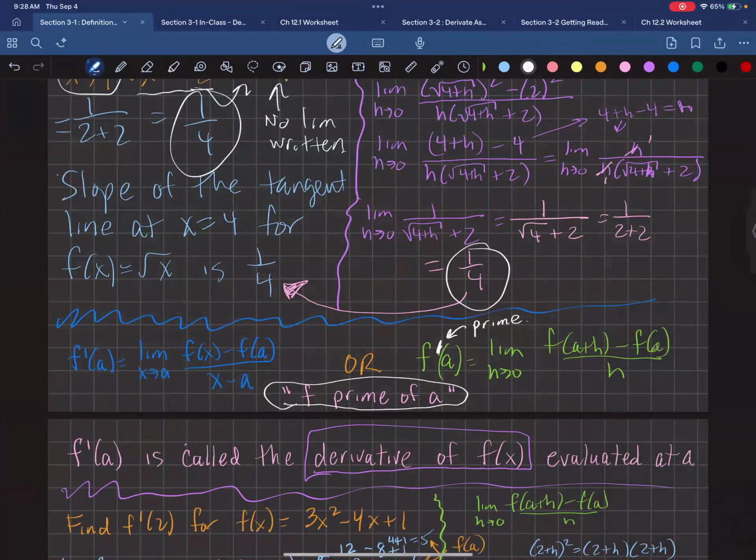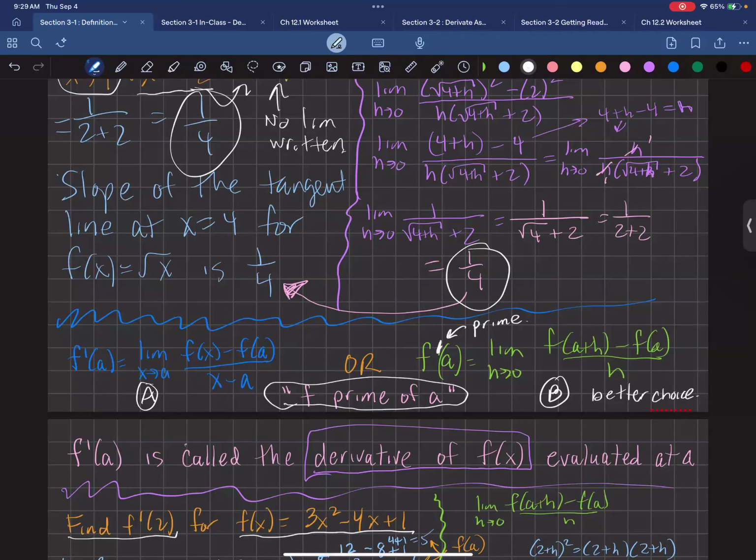Okay, so with that in mind, I want you to try to pause the video and try to find f prime of 2 if f of x equals 3x squared minus 4x plus 1. Use one of these formulas up here. Use A or B, and even better, use both. B is the better choice. Not necessarily the easier one to use, but it's the better choice.